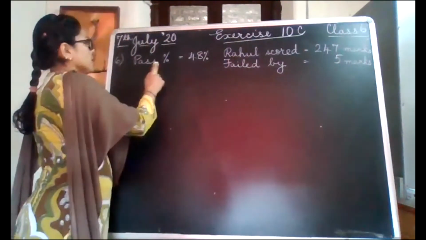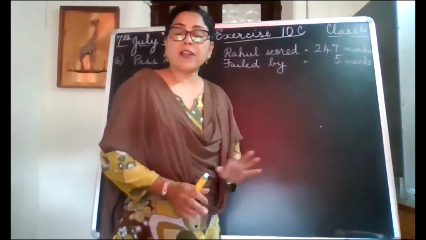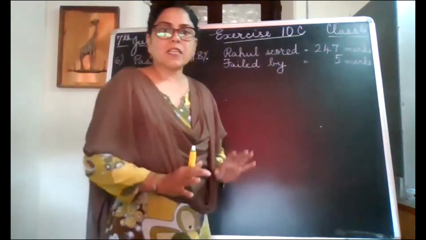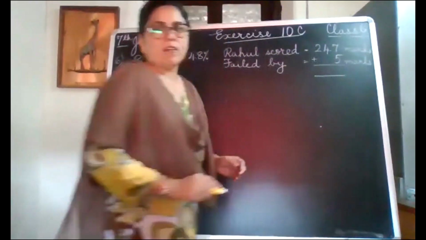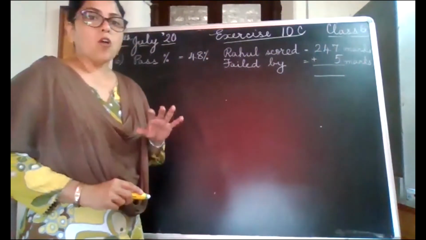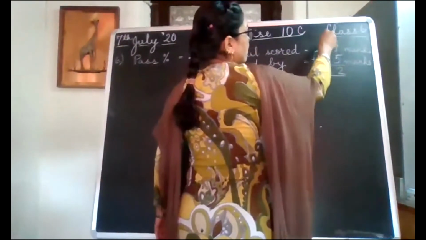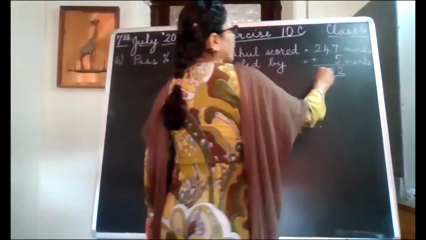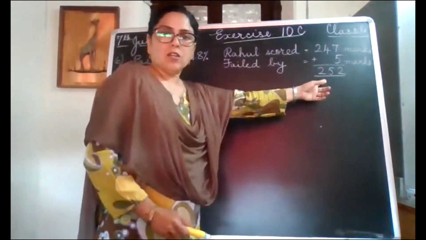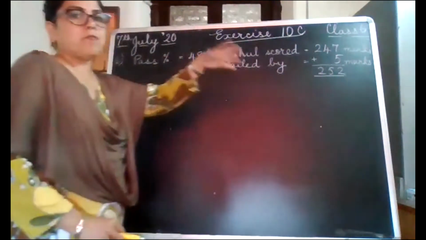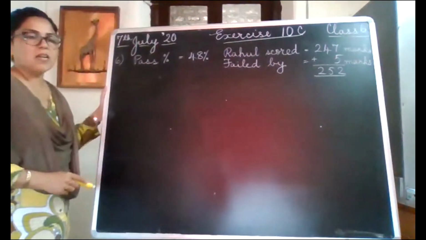We know the pass percentage. We can find out with the help of these 2 marks how much is the passing marks. So if he got 5 more marks, he would have passed. So I will find out how many marks is the passing marks. 7 plus 5 is 12, carry 1, 252. Means had Rahul scored 252 marks, he would have passed the exam, and 252 is 48%.